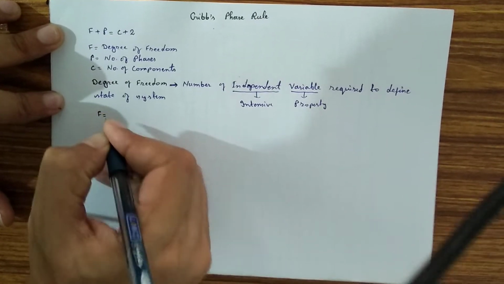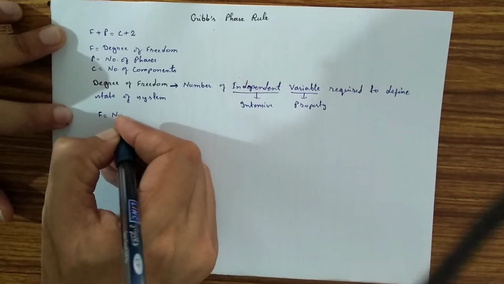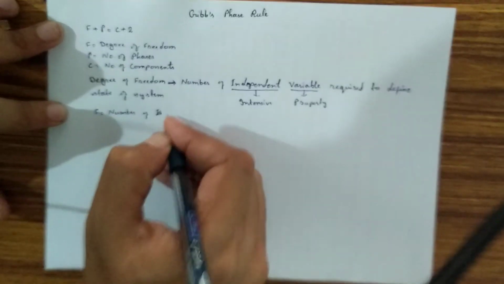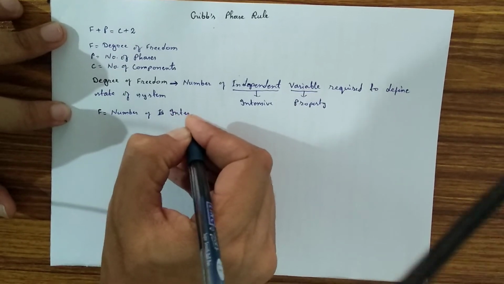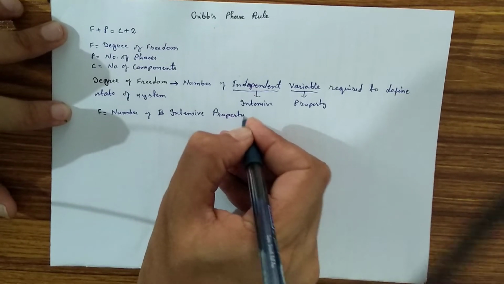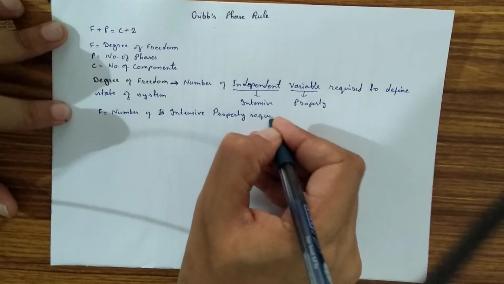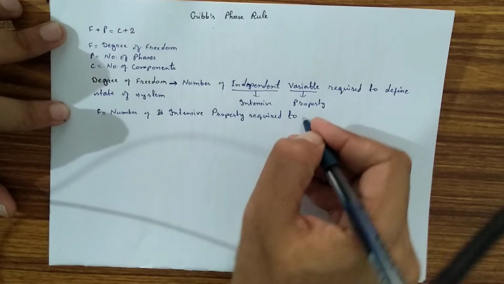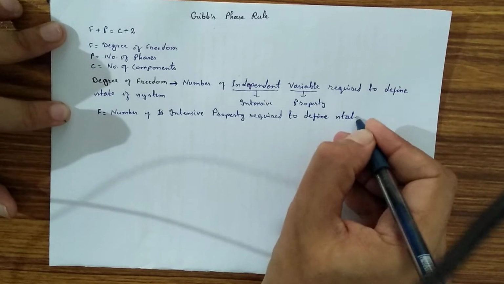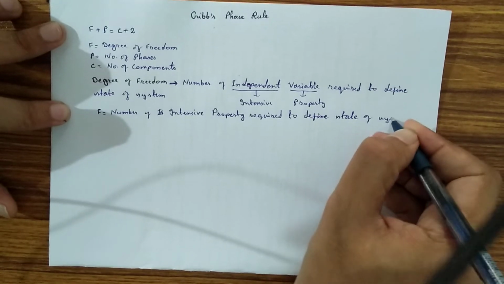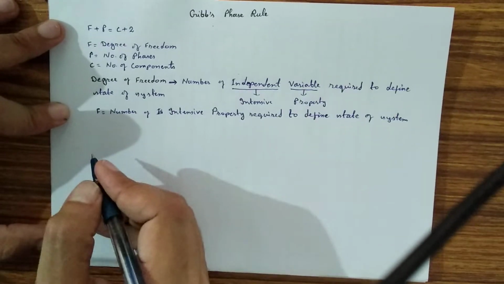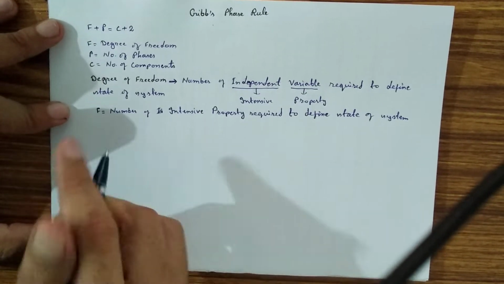So degree of freedom can also be written as the number of intensive properties required to define the state of the system. This will be understood easily if we take an example.